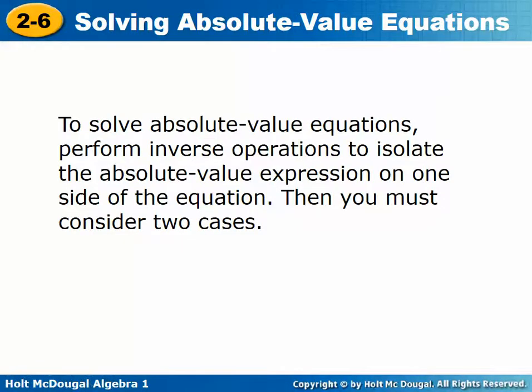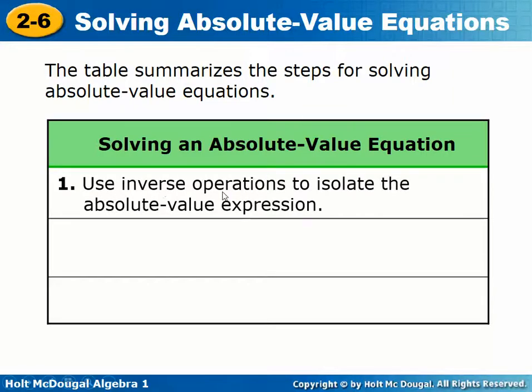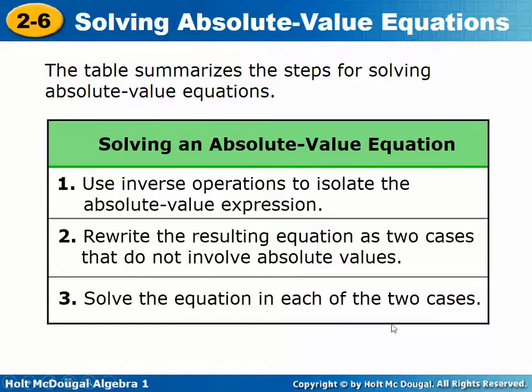So here's how we do these problems. There are these steps. First of all, we're going to use inverse operations to isolate the absolute value expression. So if there's something added or divided from the absolute value expression, we will undo those operations first. Then we will rewrite what we have as two cases. We'll take away the absolute values and write a positive case and a negative case. And then finally, we will solve each of those two cases to see what we get for an answer.